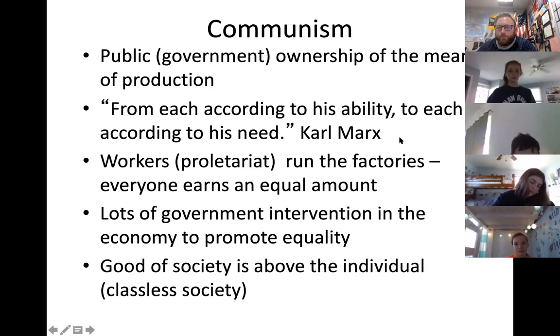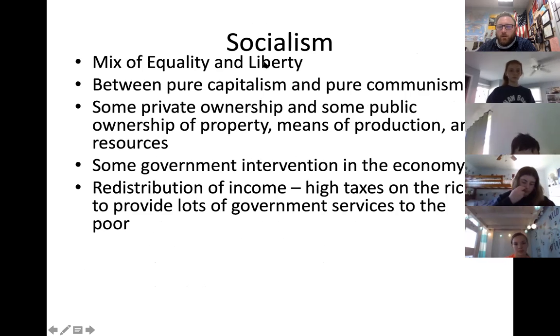Okay. And then socialism, which really isn't a mix, it's more towards equality than liberty. But what it does is it makes society more equal by taxing the wealthy more and giving to the poor, so that you have more of an equal state, but it's not completely equal like communism. Okay, that was a lot.